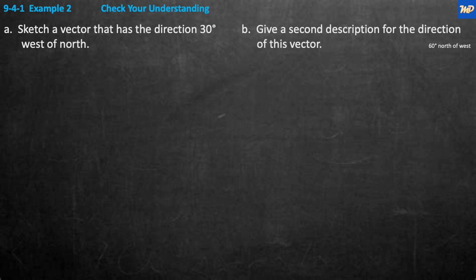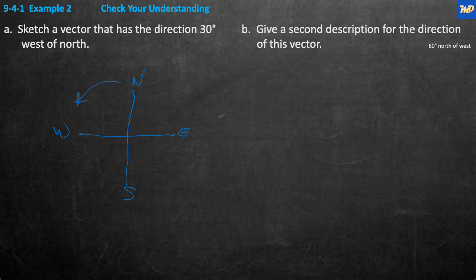Okay, I'm going to assume that you've stopped the video and done this, and we're going to look at it now. Sketch a vector that has a direction 30 degrees west of north. So we can start off right here. I'm just going to draw a line down and a line across. Okay, there's my compass. Here's north, here's east, here's south, and here's west, right? So they want us to draw a vector that has a direction 30 degrees west of north. Well, here's north. To go west from the north is to go counterclockwise, right? We're going to go this way.